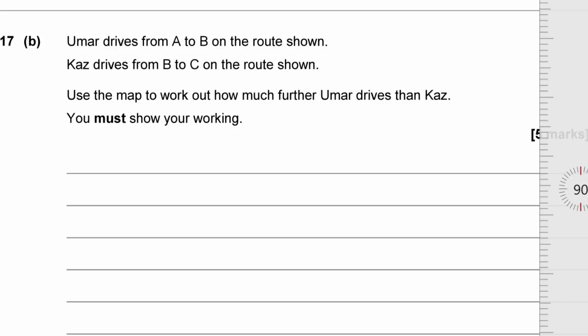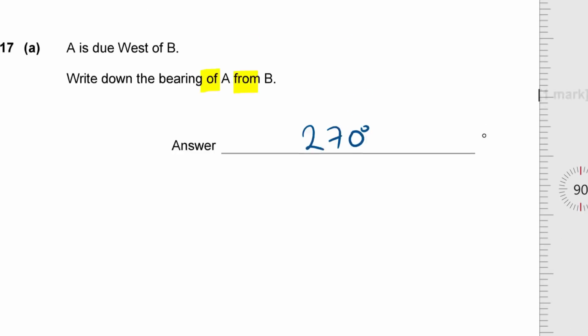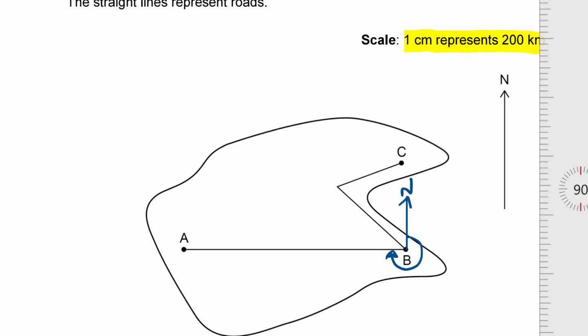Umar drives from A to B on the route. Kaz drives from B to C on the route. So Umar is going from A to B. That's Umar. And then Kaz is going from B up to C, then from here along here and then up to here, up to C. So that's Kaz's route.